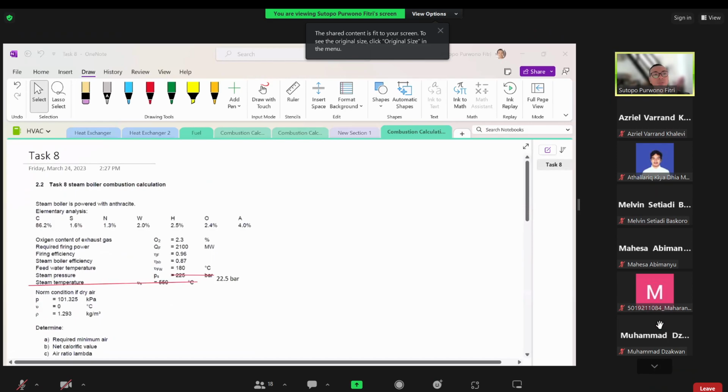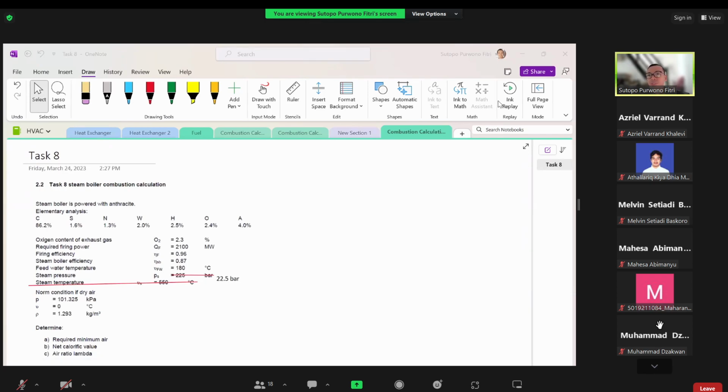Okay, now can you see the notes of task number 8? Is it clear there?